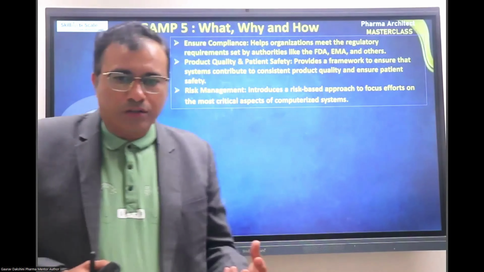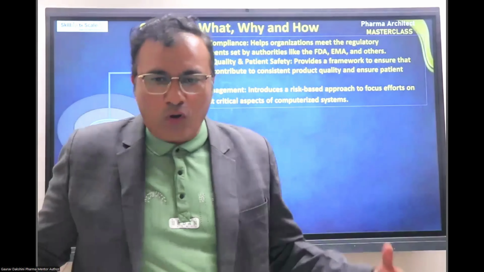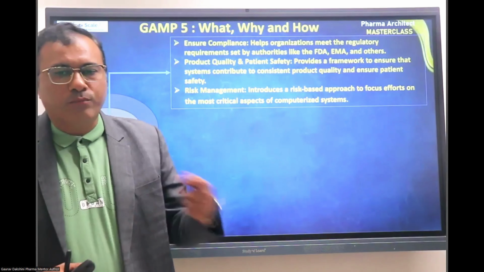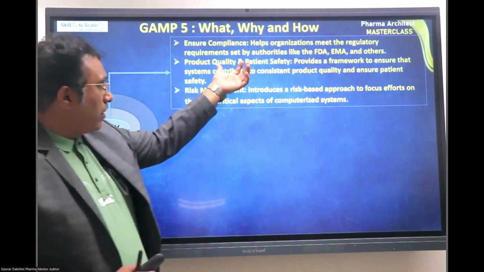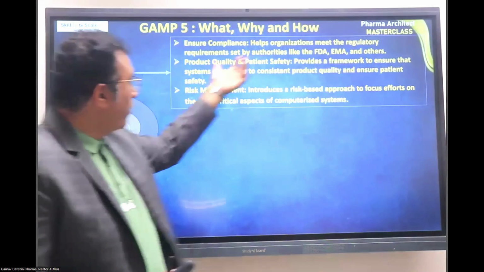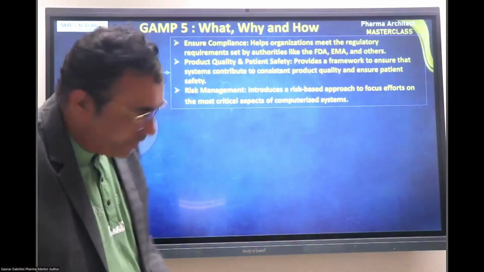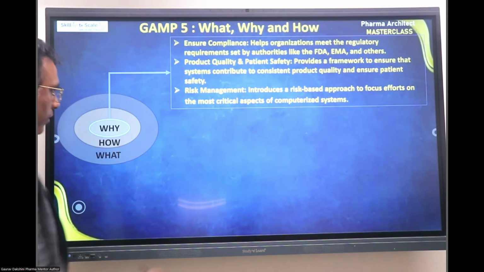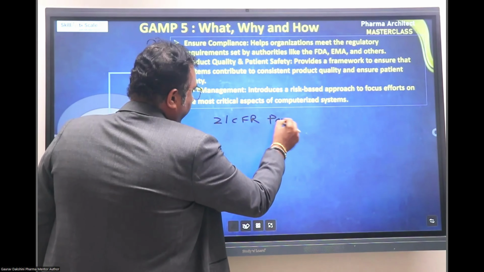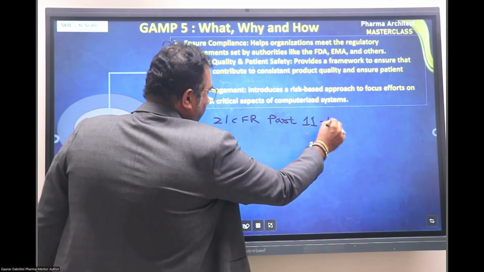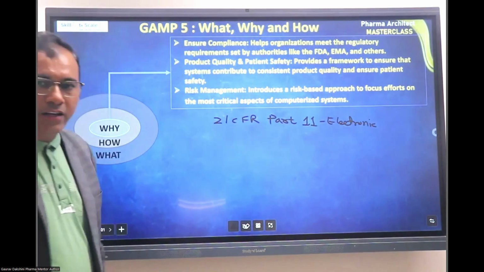So how can we improve the compliance? Because the more the documentation reduces, the more the complexity of the automation, and the more the complexity of automation, the more compliance you require. So this is ensuring compliance, helping organizations to meet the regulatory requirements set by authorities like the FDA. When we talk about FDA, what rules are they talking about? They are talking about 21 CFR, specifically Part 11, which talks about electronic data and electronic signature.